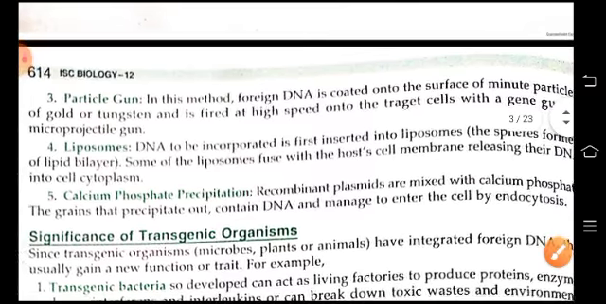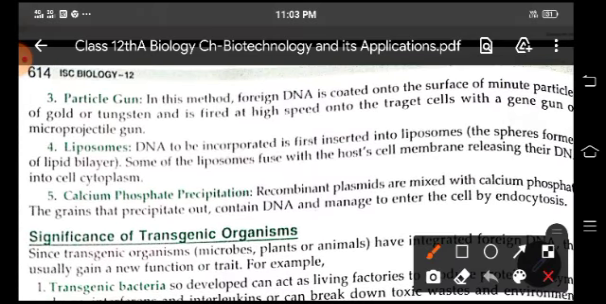Now next is particle gun. In this method, foreign DNA is coated onto the surface of minute particles of gold or tungsten, and then it is fired at high speed onto the target cells with a gene gun or microprojectile gun.